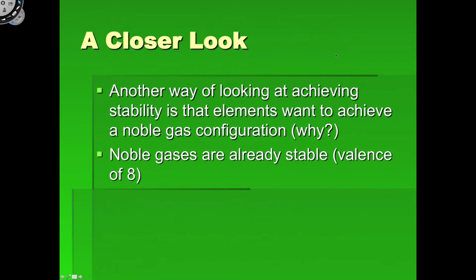So why do these elements want 8? Well, because all noble gases, with the exception of helium, have this valence of 8. And as we know, noble gases are stable. They don't react. So you can look at it as elements wanting to be like the noble gases. Noble gases are kind of like the role models for the other elements. They all want to achieve this valence of 8. In other words, they want to achieve the noble gas configuration.